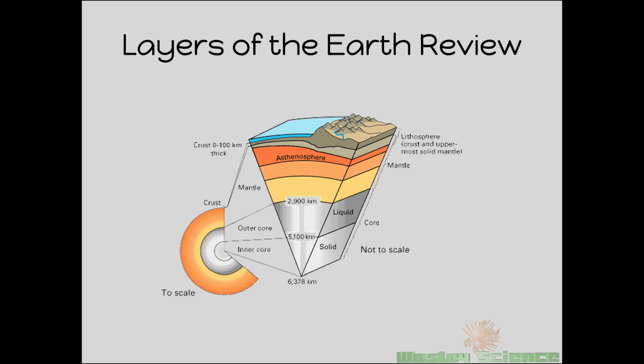And then the other parts of the mantle are less solid-like and closer to liquid-like. As you get closer and closer to that liquid outer core, it becomes less solid and more liquid until finally it's all liquid in the outer core.